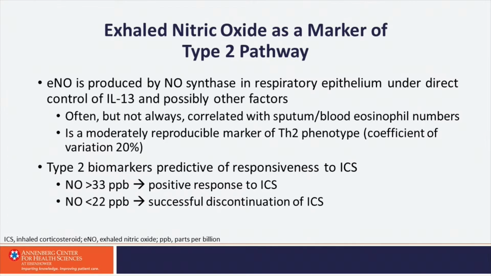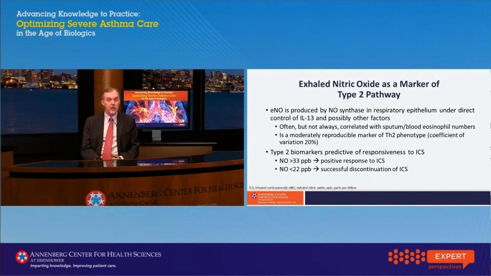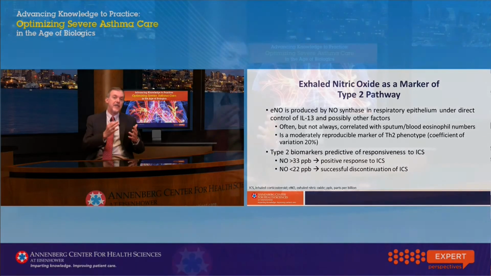Something that we've been able to demonstrate in a number of studies is that people who have a distinctly higher level of exhaled nitric oxide, around the number of 33 parts per billion, demonstrate a much stronger response to inhaled corticosteroids. And conversely, if patients have a much lower level of exhaled nitric oxide, in the neighborhood of 20 or 22, they've been able to successfully discontinue their inhaled corticosteroid dosing. So this tells us that one way of identifying a patient who is in fact steroid responsive or not in need of steroids is to perform a test identifying how much nitric oxide is present.